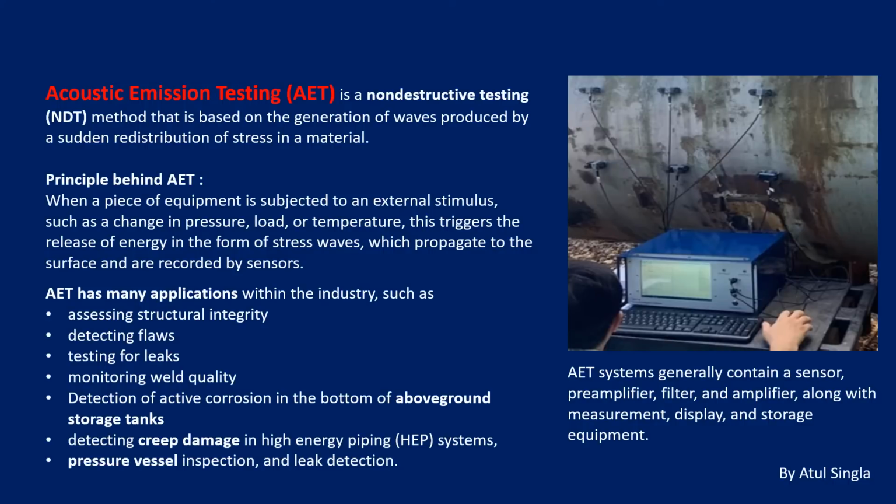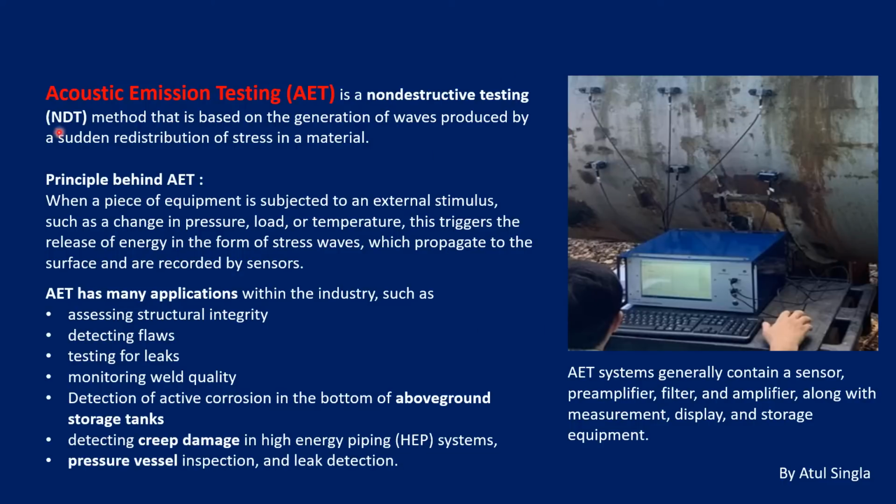Acoustic emission testing. This is one of the popular non-destructive testing methods in process industries. The main basis for performing this is the generation of waves produced by sudden redistribution of stress in the material. So this is the basic definition. If you look at this picture, this AET system generally contains a sensor, a preamplifier, a filter and amplifier, along with the measurement, display and storage equipment. So this is a typical arrangement for AET testing.